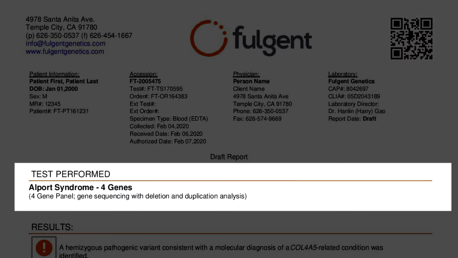Next up is the test performed section. This section lists the name of the panel that was ordered and how many genes were analyzed. For most tests, the full list of the genes will appear further down. We also mention what types of analyses were requested. Typically, we do gene sequencing with deletion and duplication analysis. But what does that mean?